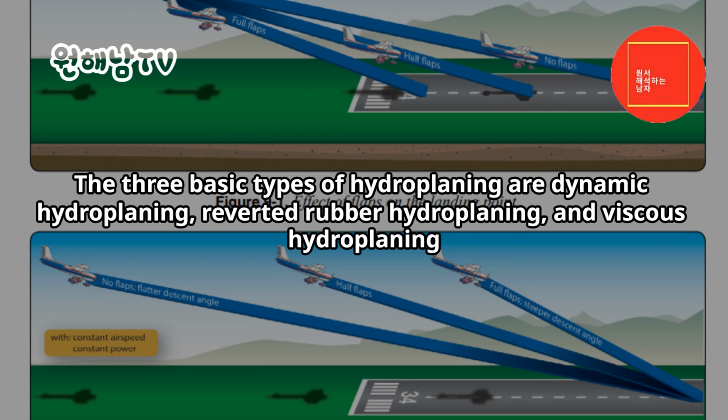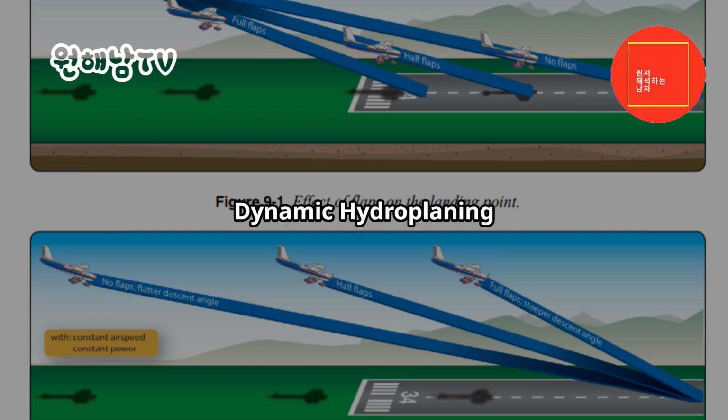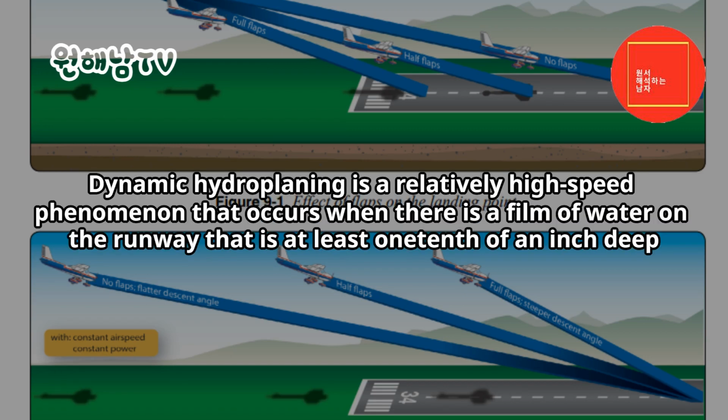The three basic types of hydroplaning are dynamic hydroplaning, reverted rubber hydroplaning, and viscous hydroplaning. Any one of the three can render an airplane partially or totally uncontrollable anytime during the landing roll. Dynamic hydroplaning. Dynamic hydroplaning is a relatively high-speed phenomenon that occurs when there is a film of water on the runway that is at least 1/10 of an inch deep.